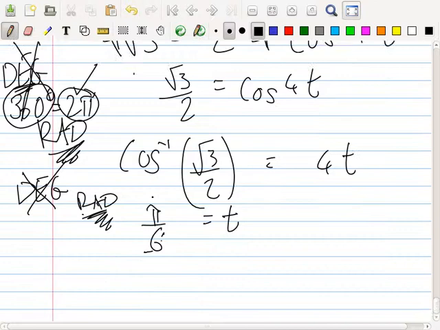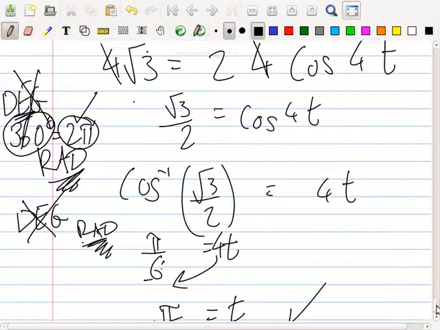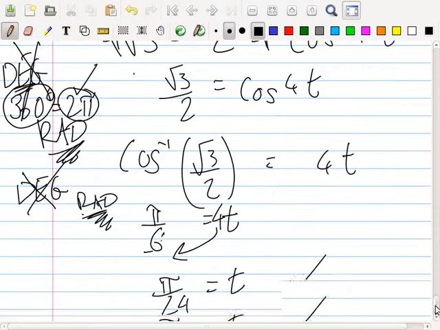So this is pi over 6. And here is 4t. So I bring the 4 down, I get pi over 24 equals t. Now he wants the a. So I can use this formula because now I know this, I know this, I know this, and I know this. So I can find the a.